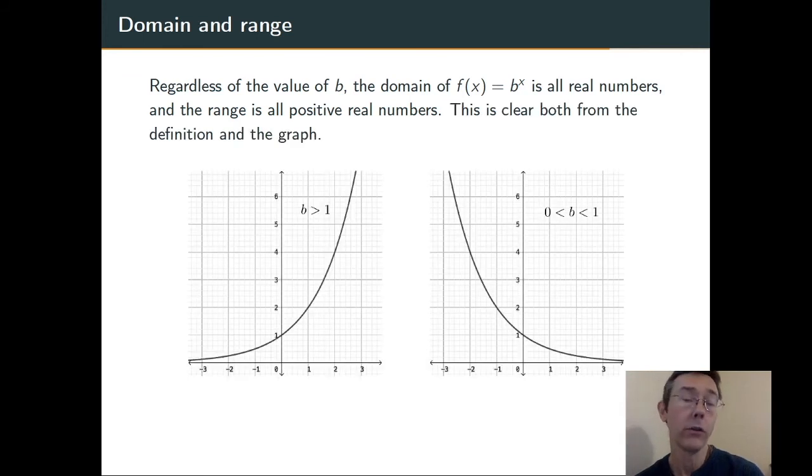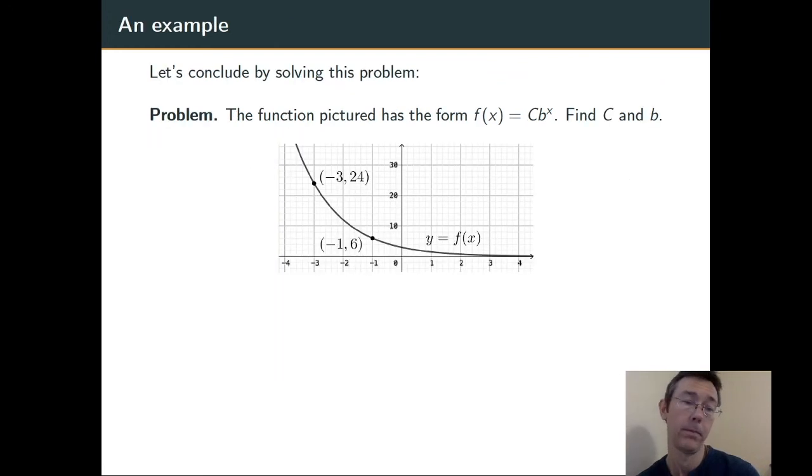The domain and range are also very clear from the graphs. Every x value in each of these graphs has a corresponding y value. The domain's all real numbers. The positive y values have corresponding x values. The negative y values do not, so the range is only the positive real numbers.